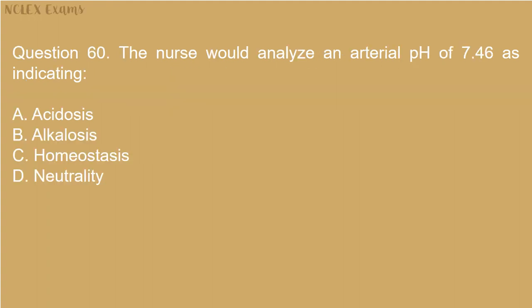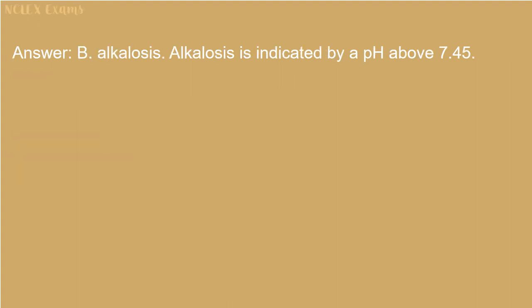Question 60. The nurse would analyze an arterial pH of 7.46 as indicating A. Acidosis. B. Alkalosis. C. Homeostasis. D. Neutrality. Answer B. Alkalosis. Alkalosis is indicated by a pH above 7.45.